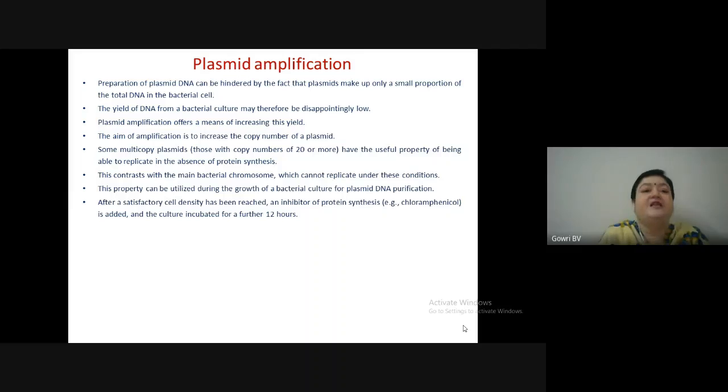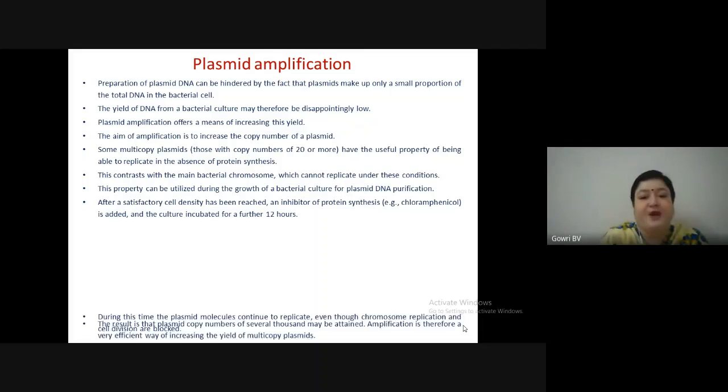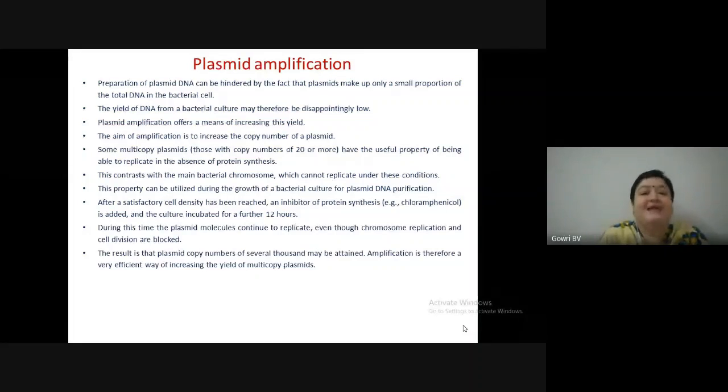This property can be utilized during the growth of a bacterial culture for plasmid DNA purification. After a satisfactory cell density has been reached, an inhibitor of protein synthesis, for example chloramphenicol, is added and the culture is incubated for a further period of 12 hours. During this time, the plasmid molecules will continue to replicate even though chromosome replication and cell division are blocked because of inhibition of protein synthesis. The result is that plasmid copy numbers of several thousands may be attained. Amplification is therefore a very efficient way of increasing the yield of a multi-copy number plasmid.